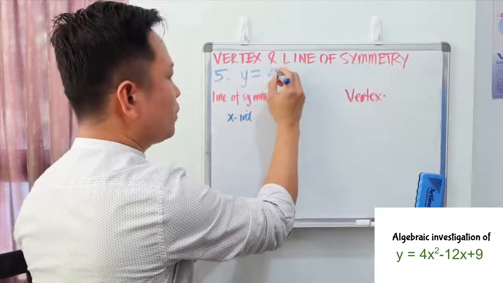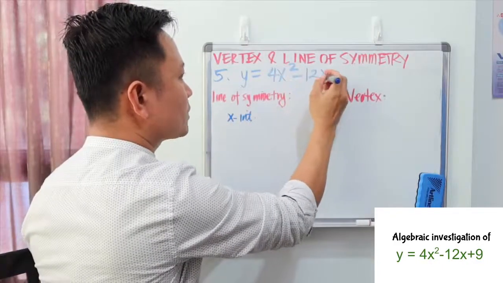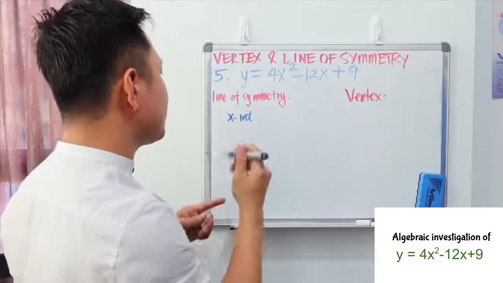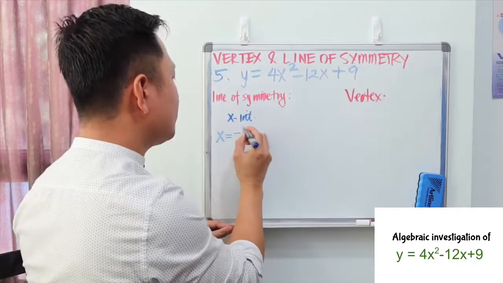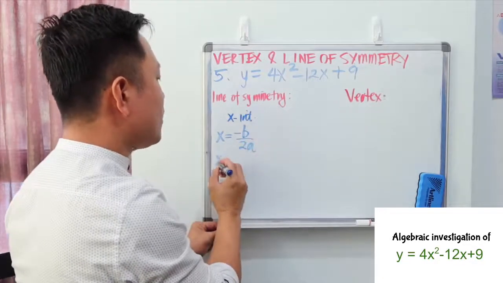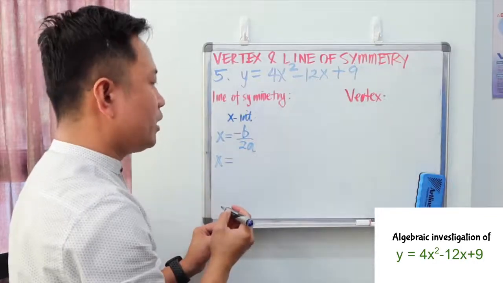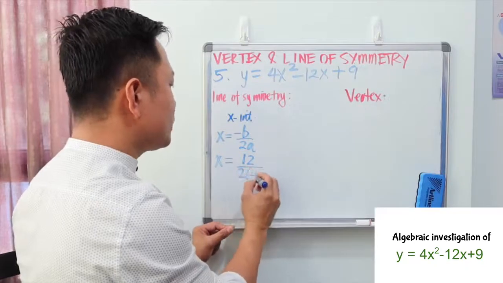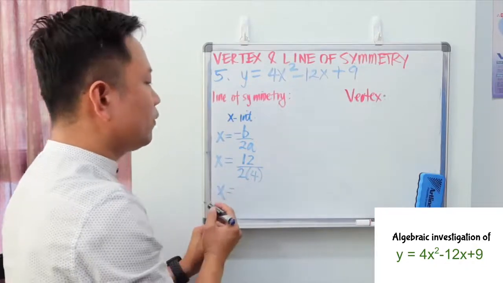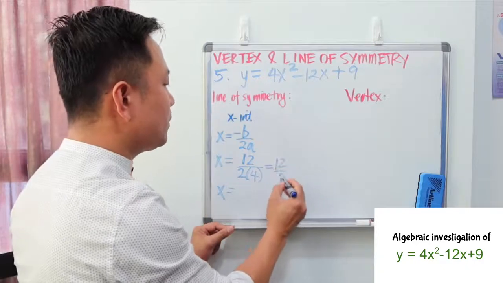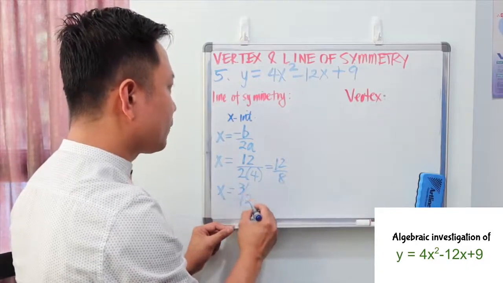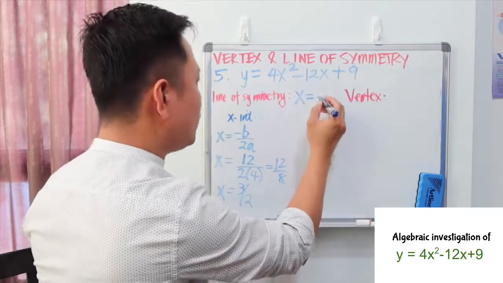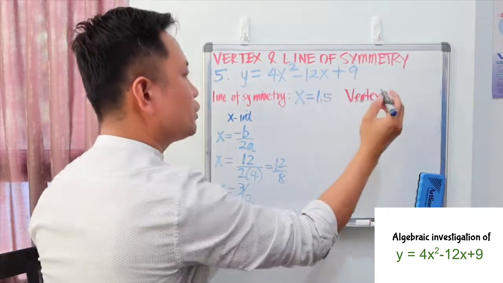Y is equal to 4x squared minus 12x plus 9. So in this problem, you can identify the line of symmetry by using, again, negative b over 2a. So we have x is equal to negative of negative 12, which is now positive 12, over 2 times your a, which is 4. So x is equal to 12 over 8, and in simplest form, that is 3 over 2. So the line of symmetry will pass through the x value of 1.5 or 3 over 2.